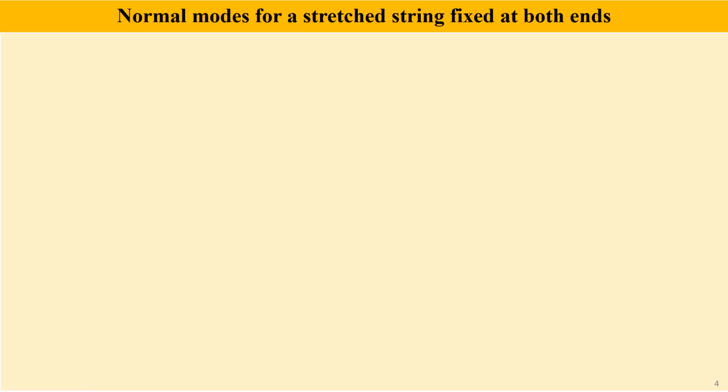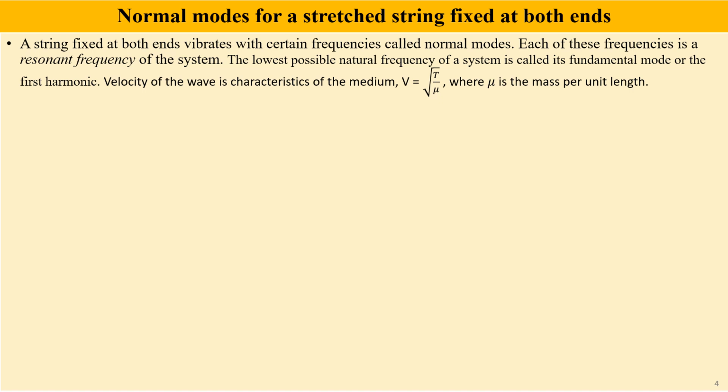A stretched string fixed at both ends is an example of standing waves. Thus, a string fixed at both ends vibrates with certain frequencies called the normal modes. Each of these frequencies is a resonant frequency of the system. The lowest possible natural frequency of the system is called the fundamental mode or the first harmonic.